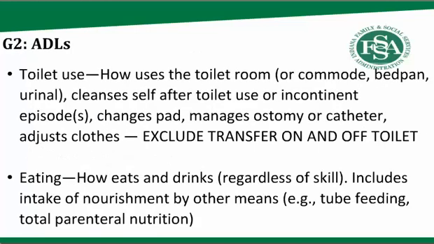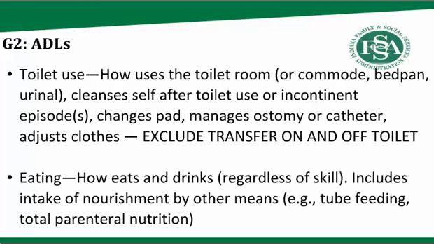Toilet use is our next item here for the ADLs, and it looks at how the person uses the toilet. So this includes a commode, a bedpan, a urinal, how they clean themselves after toilet use or after they have an incontinent episode, how they change their bedpan, adjust clothes, manage ostomies. And of course, it excludes the transfer on and off the toilet because the item we just talked about captures that piece.